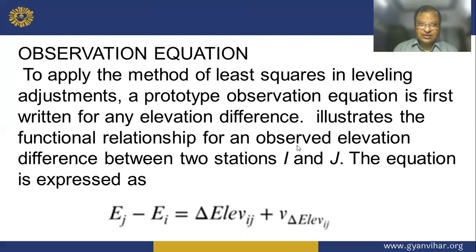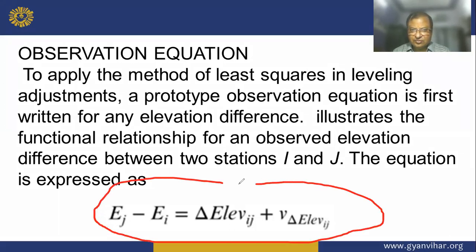Observation equation: to apply the method of least squares in leveling adjustment, a prototype observation equation is first written for any elevation difference. It illustrates the functional relationship for an observed elevation difference between two stations I and J. The equation is expressed by this formula. Okay, my dear.